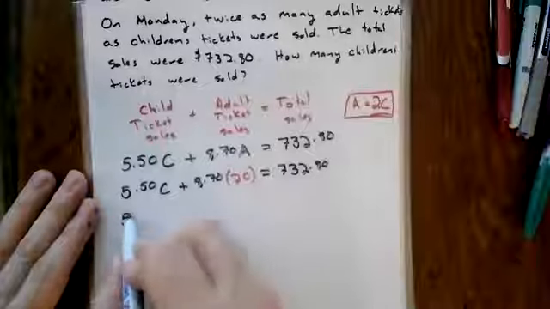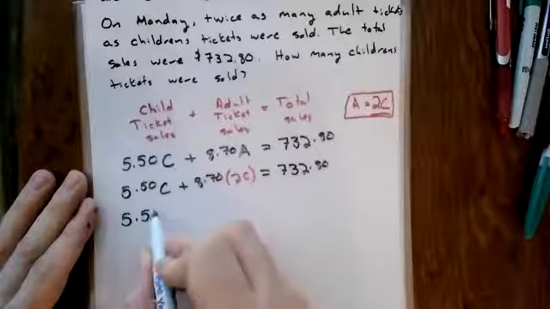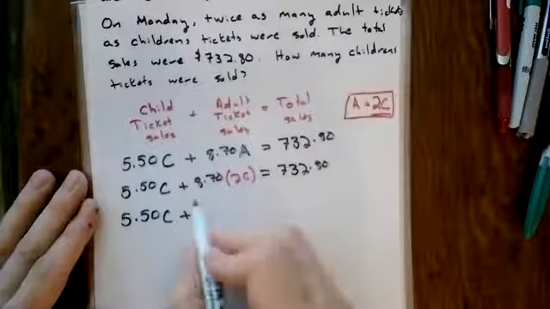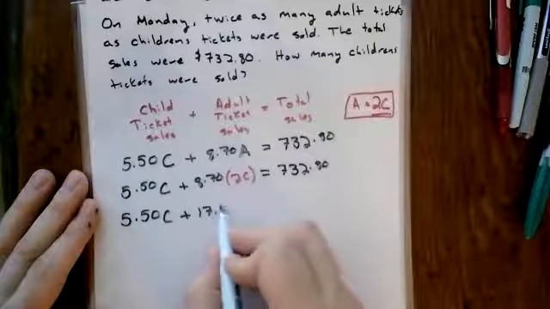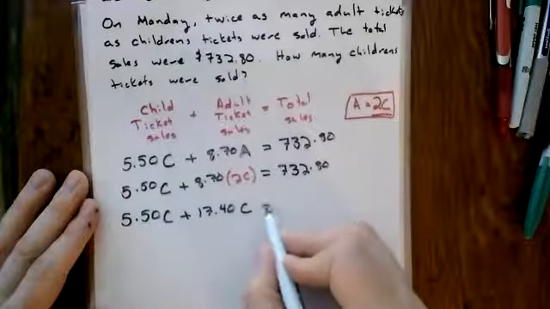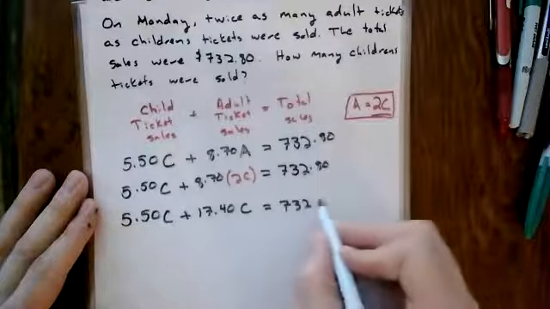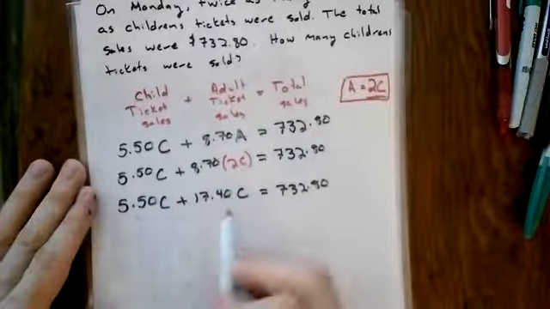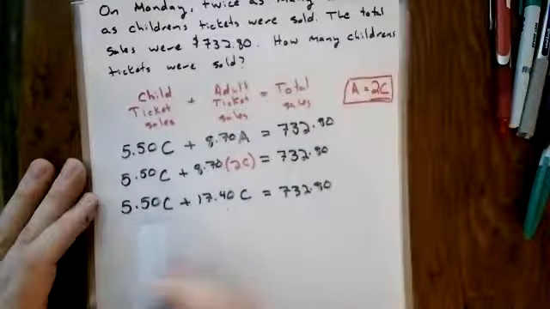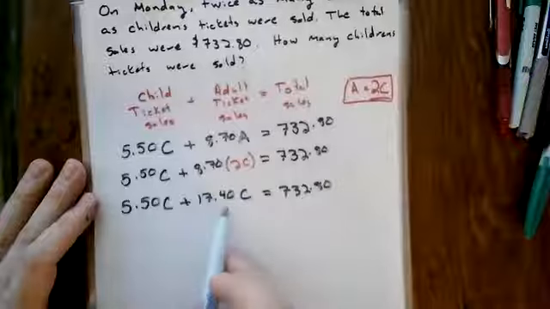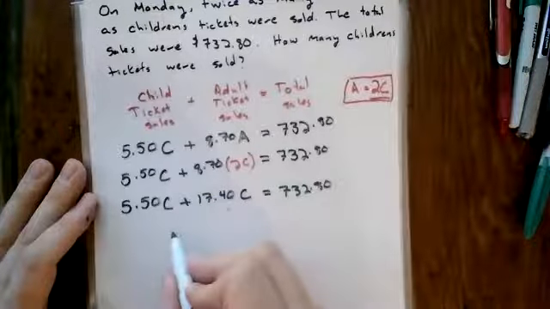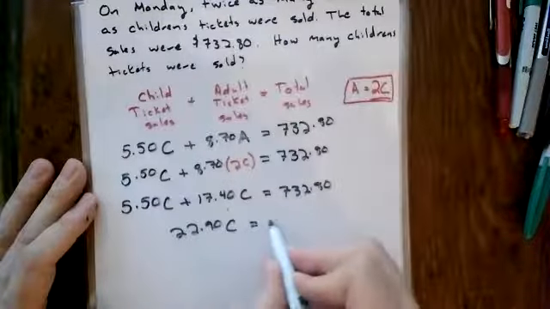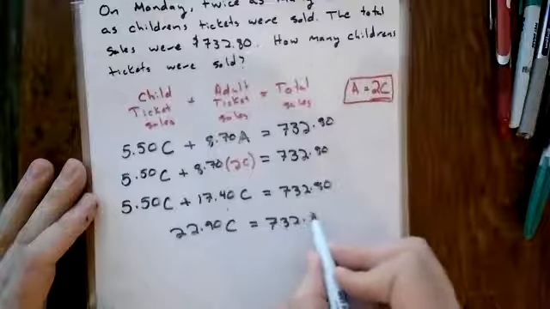So I've got 5.50C. I'm going to need to multiply that 8.70 by 2, so that's going to be 17.40C, equal to our 732.80. Now I'm going to add together these two. We're just going to add together our coefficients. So what is that going to be? 22.90C is equal to 732.80.